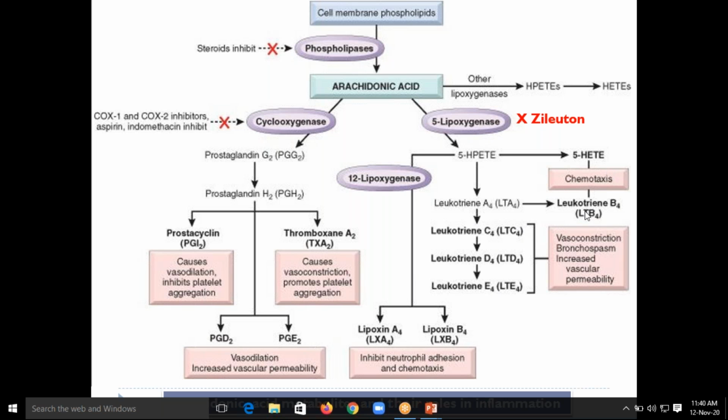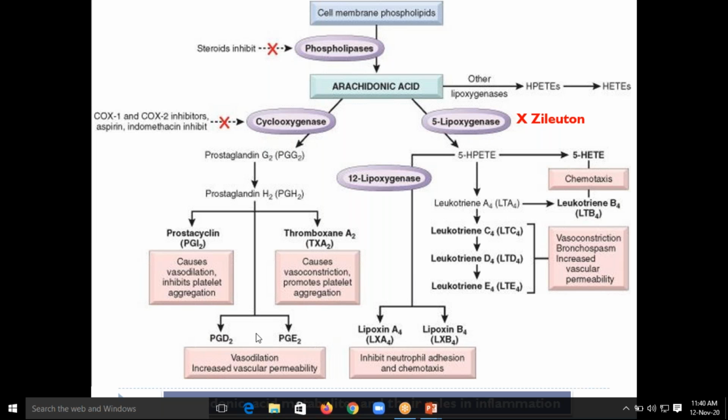So leukotriene B4 will play an important role in chemotaxis, whereas the rest play a role in vasoconstriction, bronchospasm, and increased vascular permeability. Suppose the enzyme cyclooxygenase acts on the arachidonic acid, what we get is prostaglandin G2, prostaglandin H2, and from prostaglandin H2 we get prostaglandin I2, otherwise called prostacyclin, which causes vasodilation and inhibits platelet aggregation. Whereas thromboxane A2 causes vasoconstriction and promotes platelet aggregation.